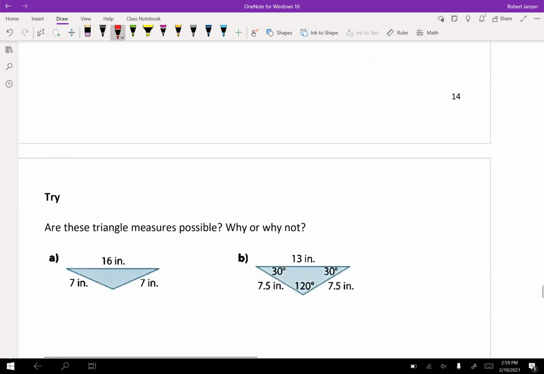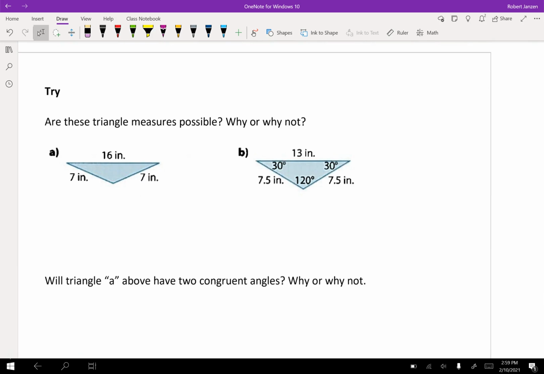Okay, so you guys try these two. So pause the video here and decide if these two triangles are possible, and if they are, good, but if they're not, why not?